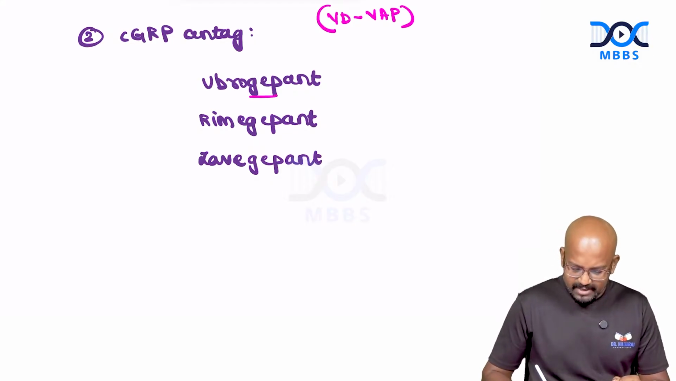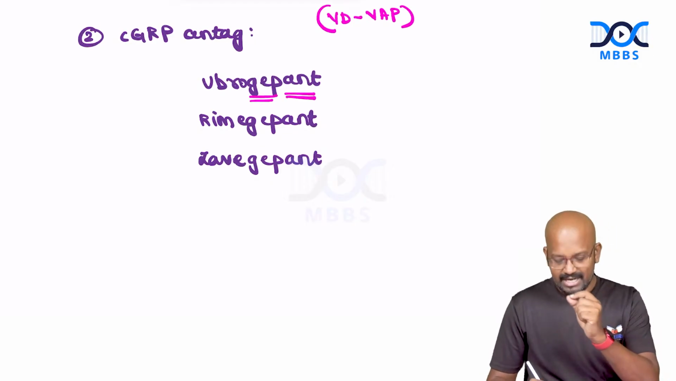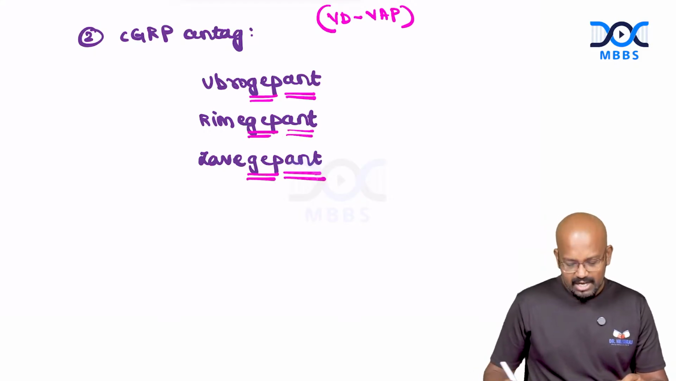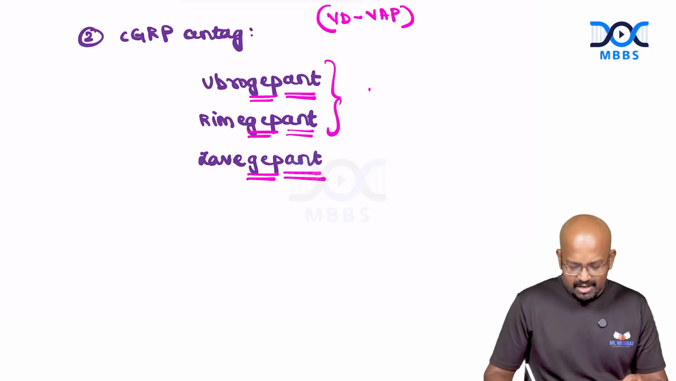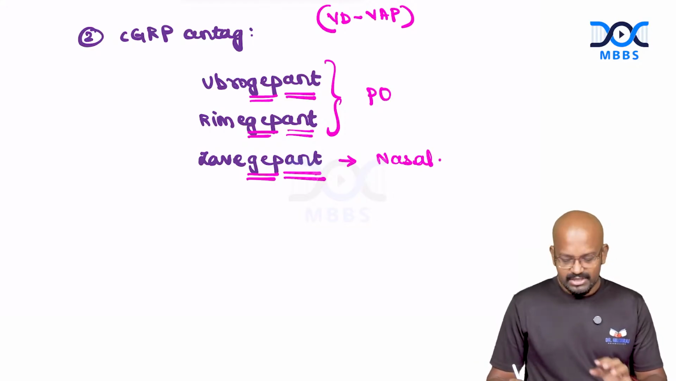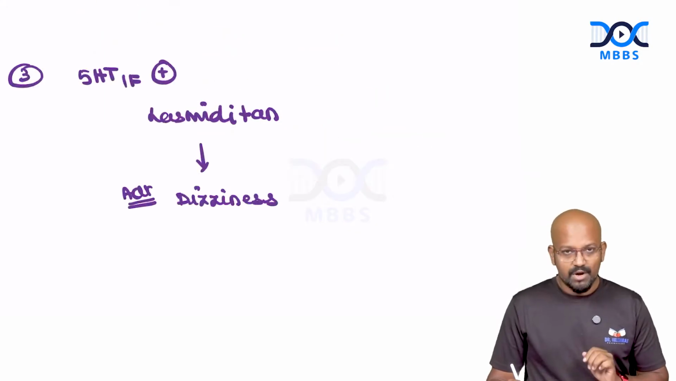Ubrogepant, gepant means CGRP antagonist. Gepant means CGRP antagonist agent. Ubrogepant and rimegepant are given via per oral route. Zavegepant is given via nasal route. This route of administration and these drugs are extremely important. Now the last one is what?